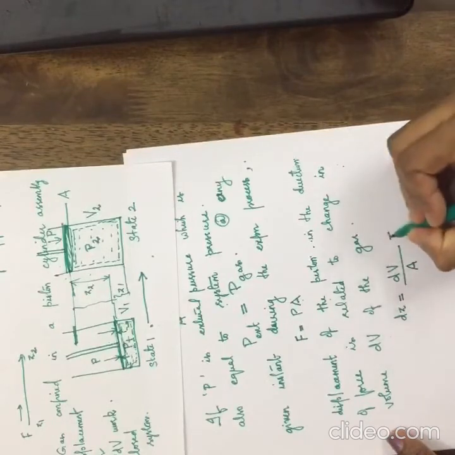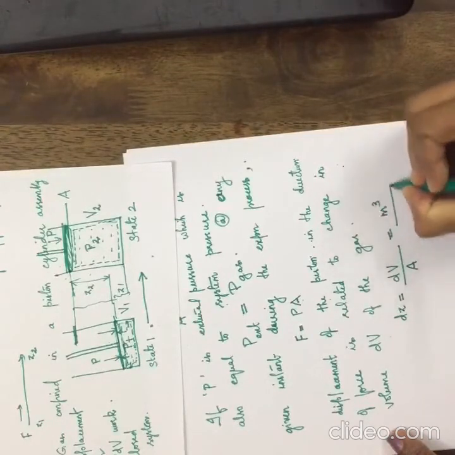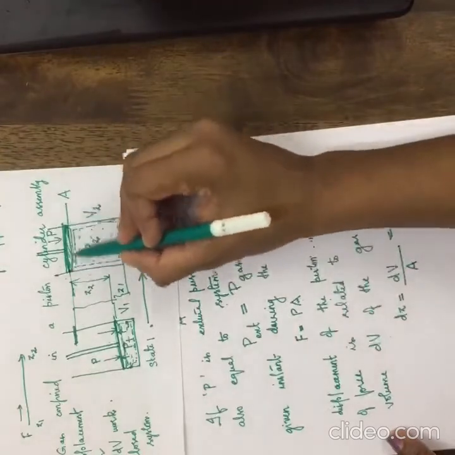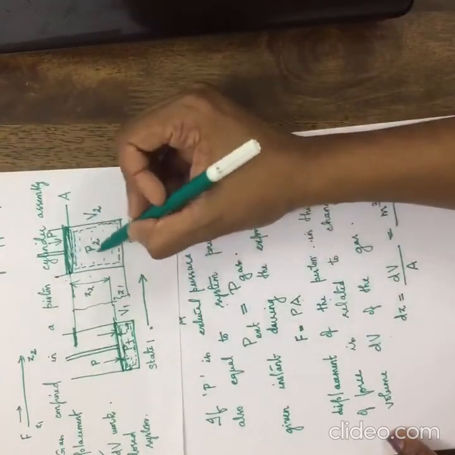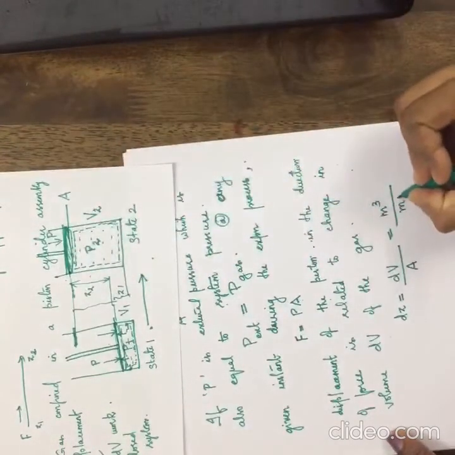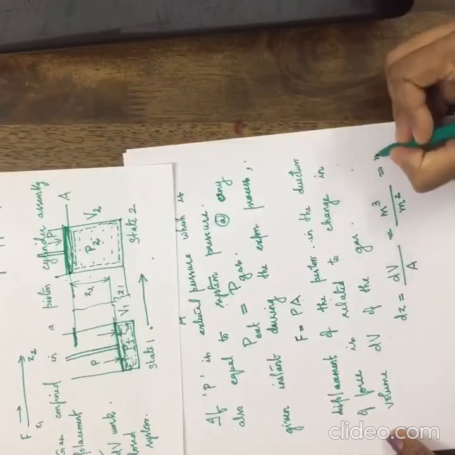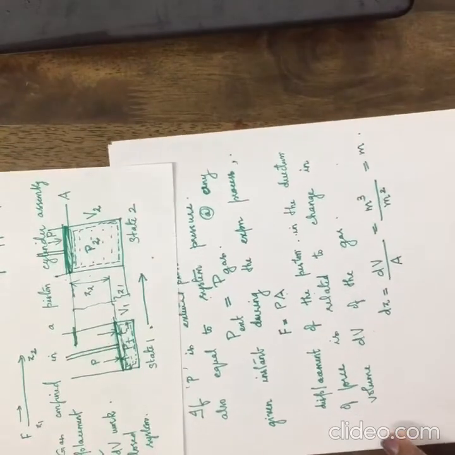Right? dV is the change in volume, meter cube. A is the area of the piston that is exposed to the gas, the piston surface exposed to the gas, that is meter square. So dz is in meter.